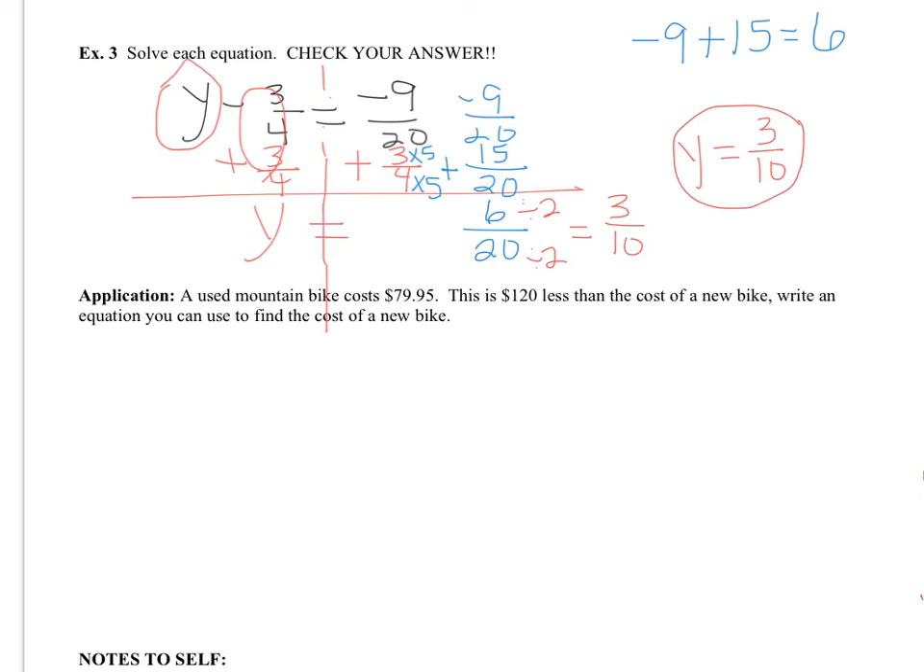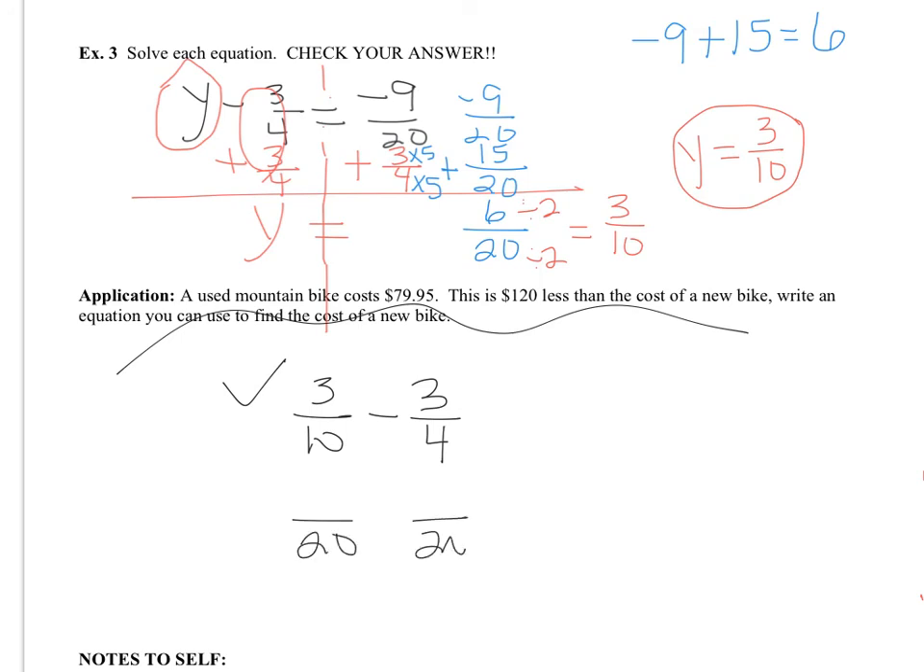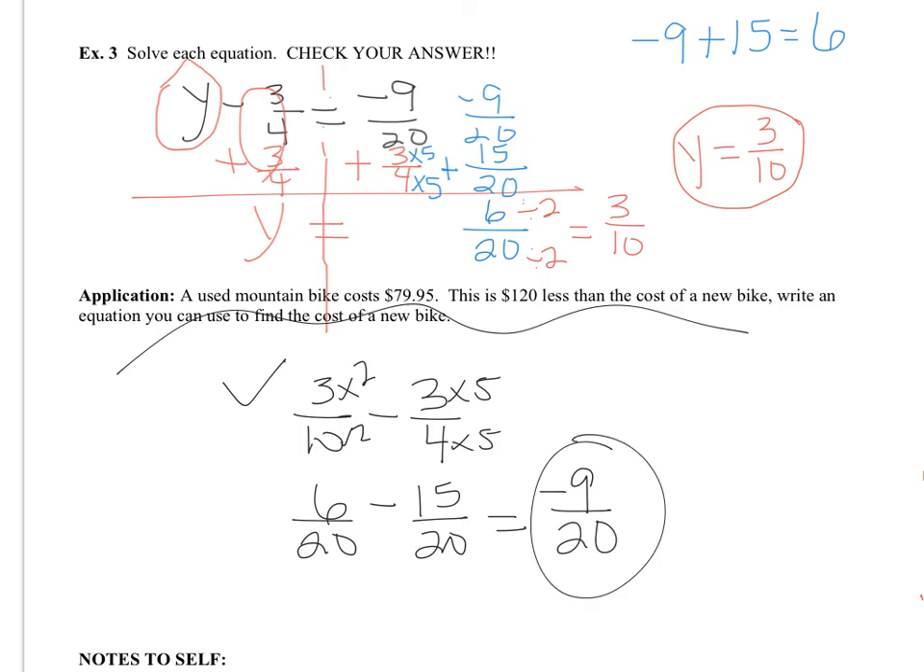Just like that. All right, so checking our solution, we have 3/10 minus 3/4. Common denominator, again, would be 20, so 5 times 3 is 15, 5 times 2... had to think there. And then 6 minus 15, in fact, is a -9. So we get the -9/20. Good work.